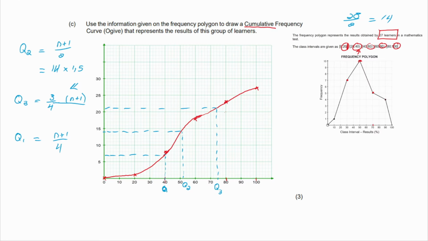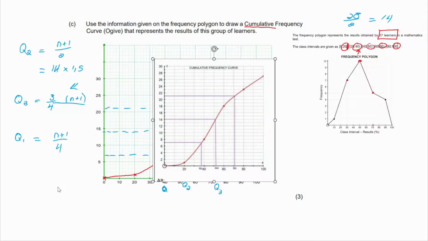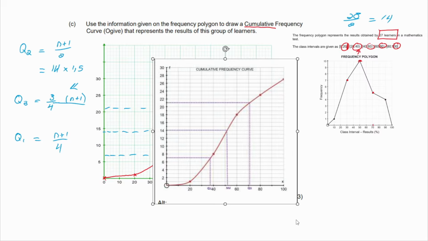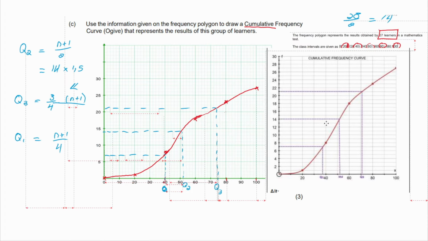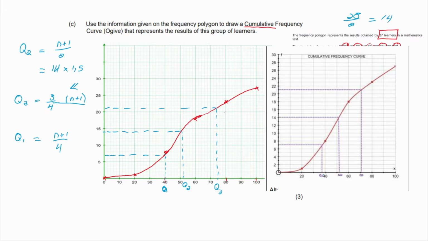So that should be our answers. Let me confirm with the memo. Let me show you what the memo has. We're going to look at it together. So their graph is obviously going to be slightly different. But more or less, let me shift this a bit. More or less, you can see that Q1 is pretty much by 40, like what we have here. Their midpoint, here's 50, is just to the right. Sorry, this is the median. MD is for median, or Q2. And then the Q3 is just past 70.